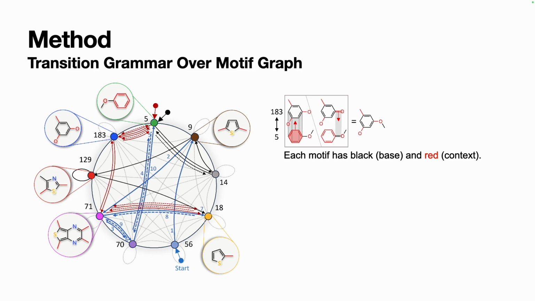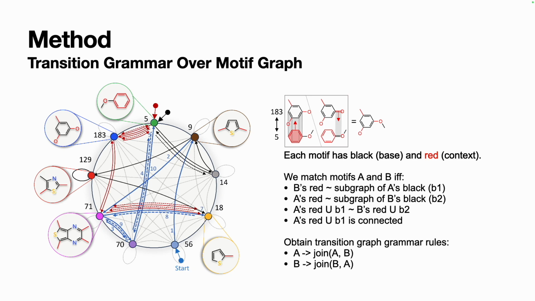At a high level, we can match two motifs A and B if a few criteria are satisfied. The first is that a part of A's base fragment is isomorphic to one of B's contexts. And 2, a part of B's base fragment is isomorphic to one of A's contexts. And 3, A's context and its base is isomorphic to B's context and its base. And 4, A's context and its base, which is isomorphic to B's context and its base, is connected.